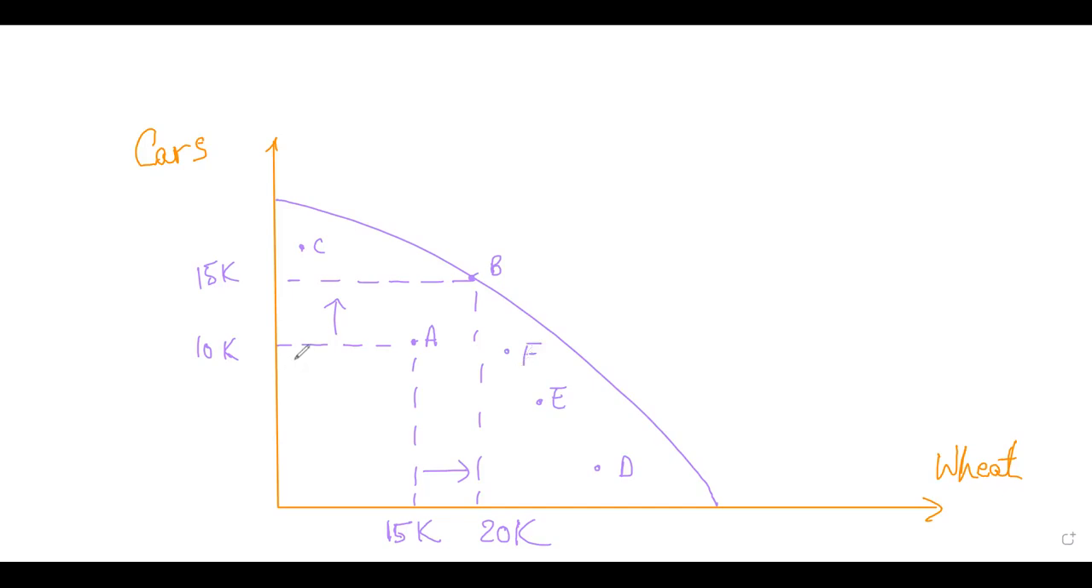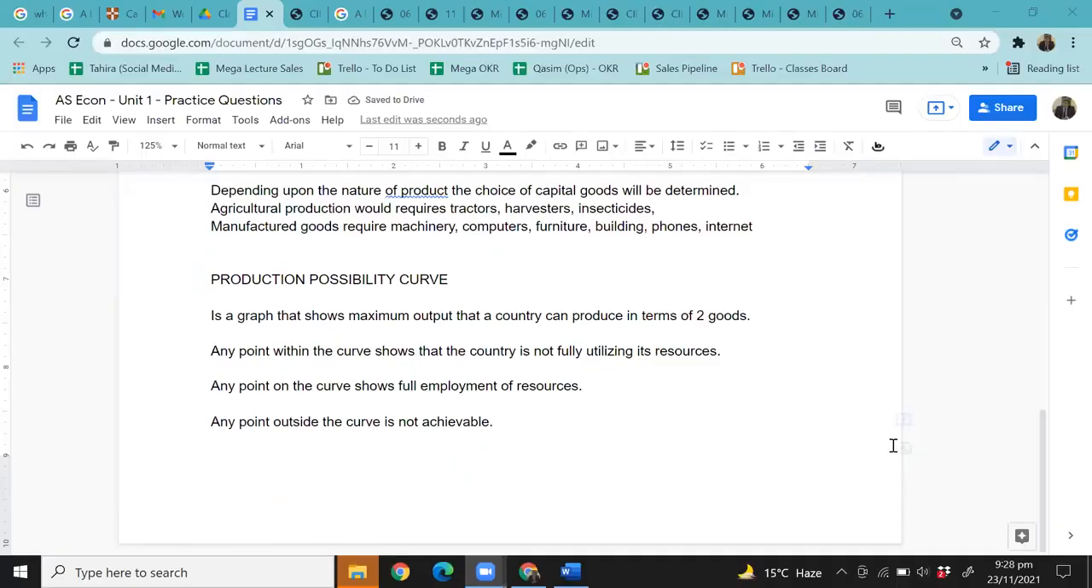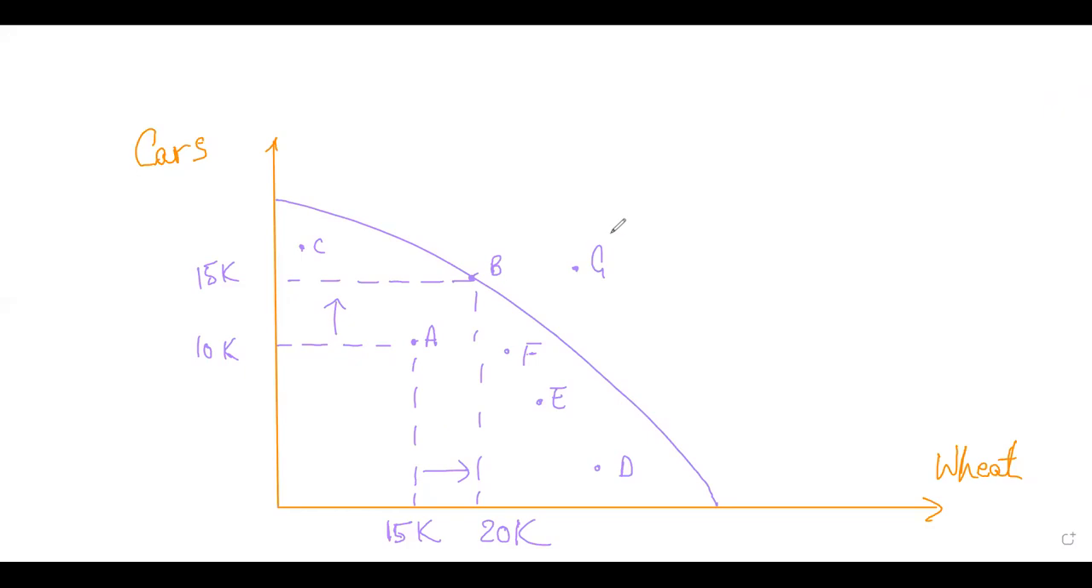Khadija, is this clear? And similarly, any point outside the curve is not achievable. How do we know it's not achievable? Because the very definition of a PPC says that it's the graph that shows the maximum output that a country can produce. So how come any point outside the curve would be achievable?